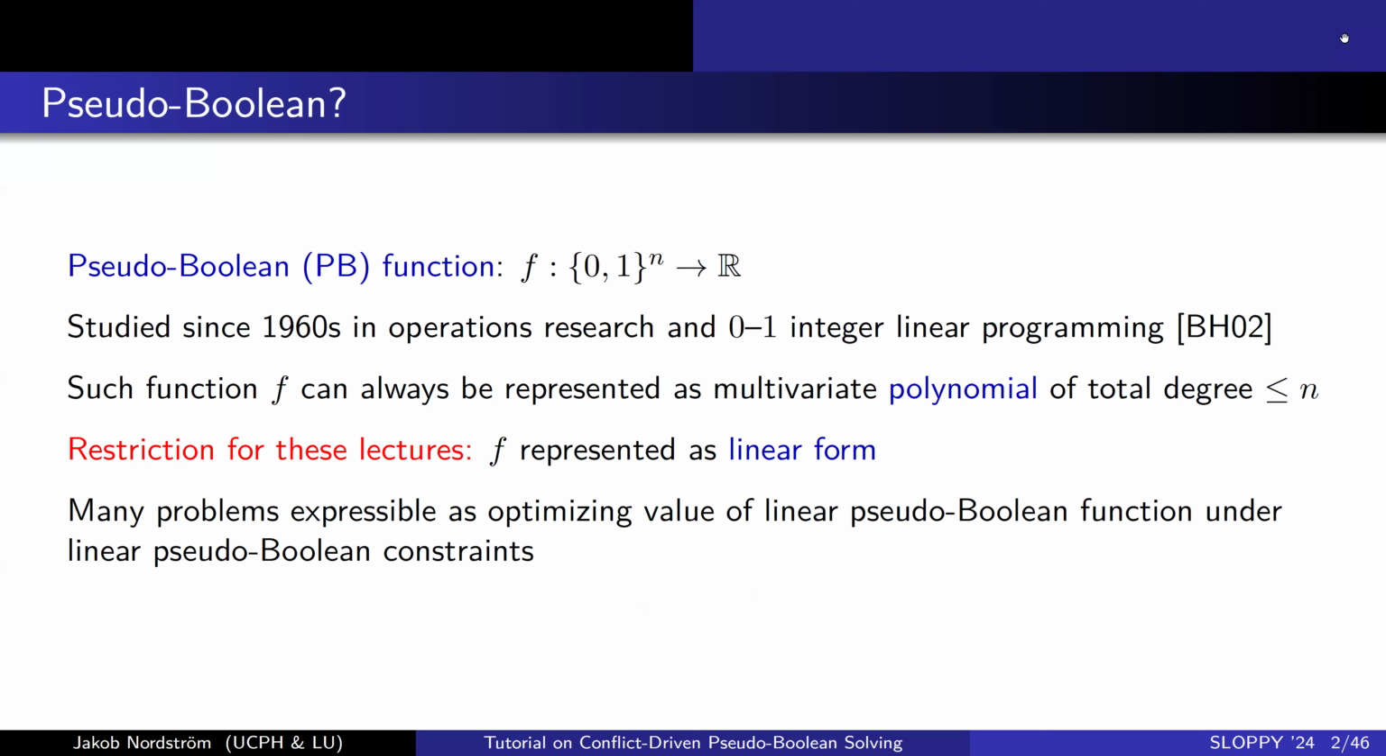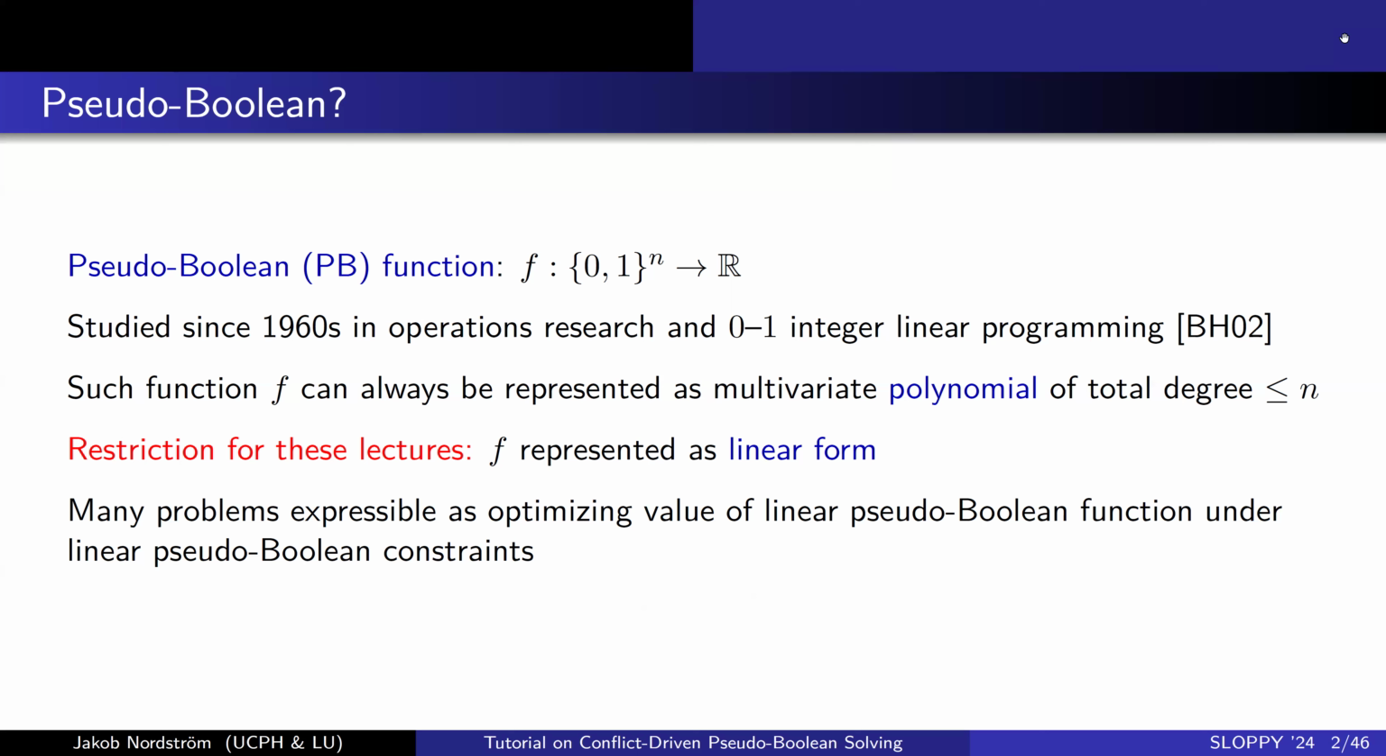But what is it? It turns out that this is actually well-established terminology from the 1960s. A pseudo-Boolean function is a function from Boolean values to the reals, or as a theoretician would say, it's a function from the Boolean hypercube to the reals. Like a Boolean function would be a function from the Boolean hypercube to 0, 1, but if you instead have general real values, then it's a pseudo-Boolean function. And it's well studied in operations research. 0, 1 integer linear programming would be a special case of this.